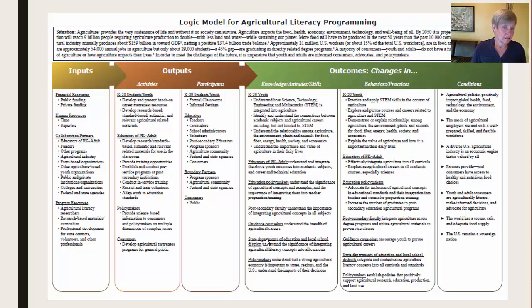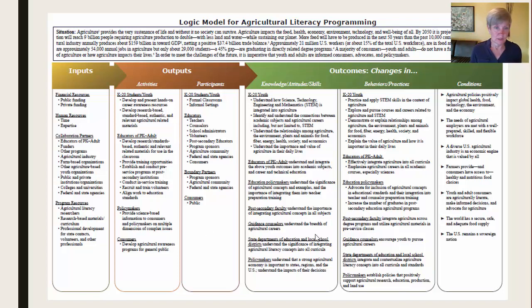I also worked in 2013 on a logic model for agricultural literacy, and I don't know if I've shown this before or not, but in case you haven't seen it, it's situation, inputs, outputs, outcomes. We have knowledge, attitudes, and skills. We're looking for behavioral changes here, at the behavioral practices, and then the condition will change over here. Agricultural policies positively impact global health, food technology, the environment, and the economy. That's the hopeful, desired, long-term impact that we hope to see by having an agricultural literacy program. So I just throw that in there.